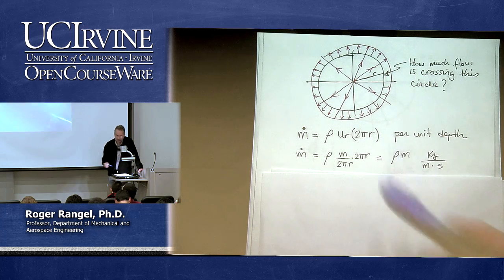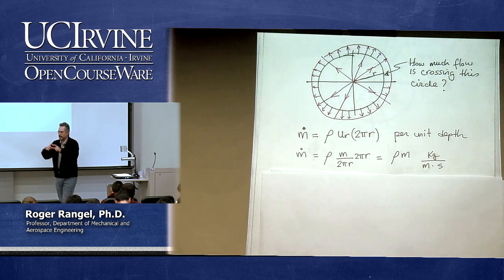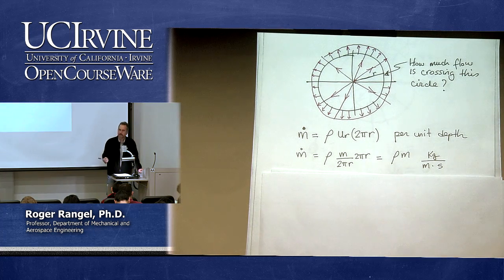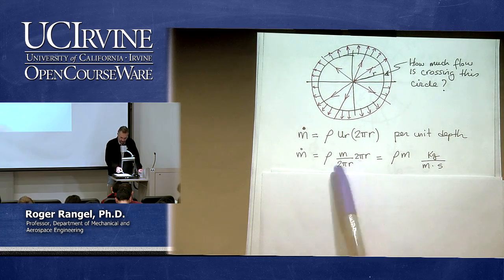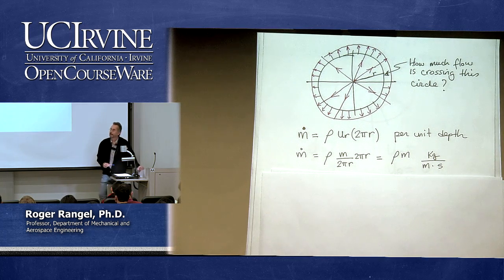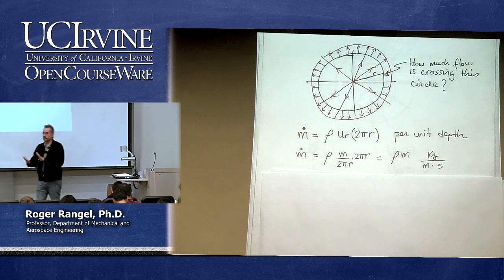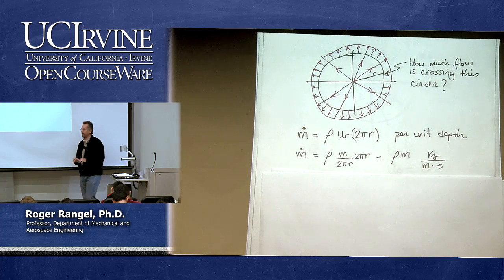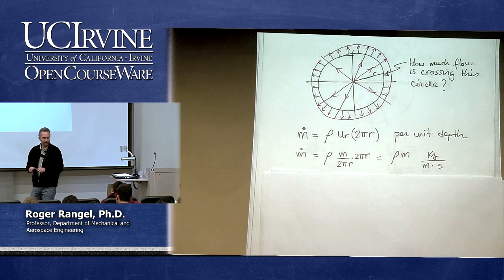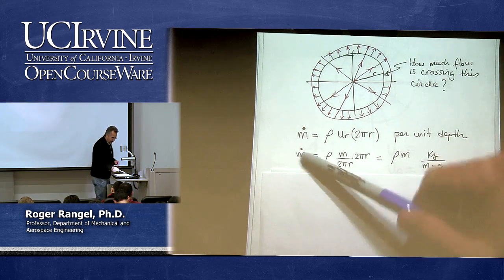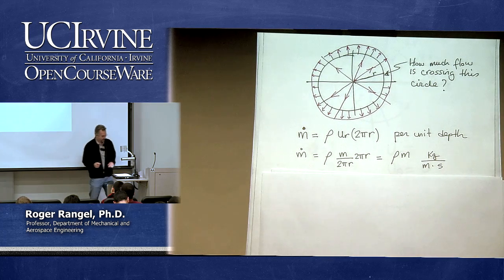That's exactly what you need to cancel the r dependence from the area. So the r's cancel out. The 2 pi also happen to cancel out for convenience. And then you just get rho times m. That would be the mass flow rate per unit depth. And it's constant because it doesn't depend on r anymore. So what's the little m then? If this is the mass flow rate m dot, what's the little m?